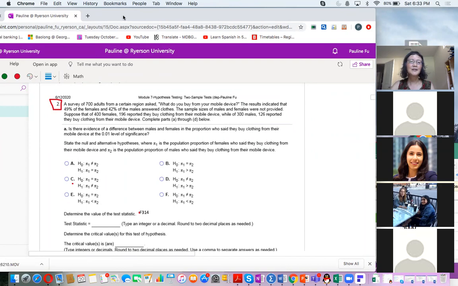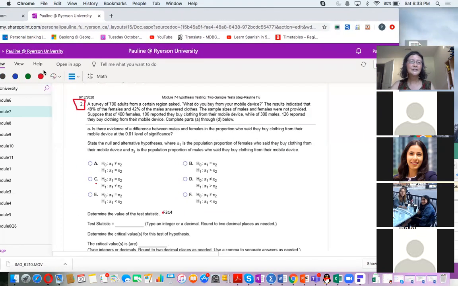Okay. So let's analyze this problem. This problem asks you to compare two proportions. One population is females, the other population is males. You want to compare the proportion of female with proportion of male with respect to buy clothing from their mobile device. Okay. So let's do the question.